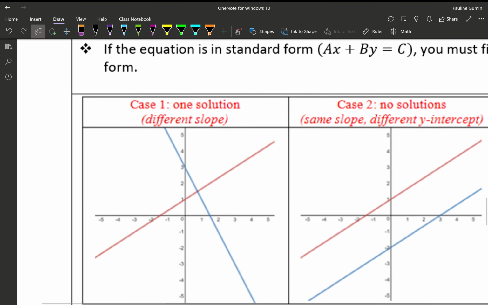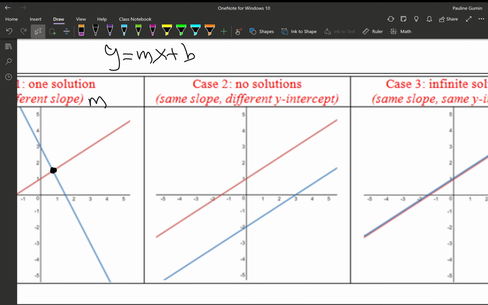So the first case is one solution. And this happens when we have different slopes, and recall that in y equals mx plus b form, the slope is m. When you have different slopes, you will cross once, 100%. So one solution. No solution happens when we have parallel lines, and this is same slope, different y-intercept. Parallel lines never meet. They're very similar, but they never meet. It's a sad love story.